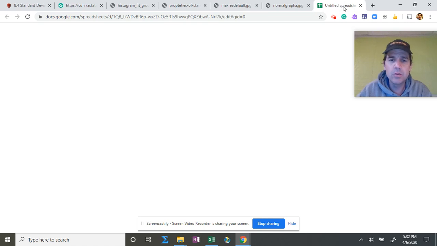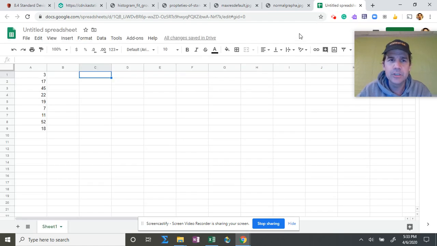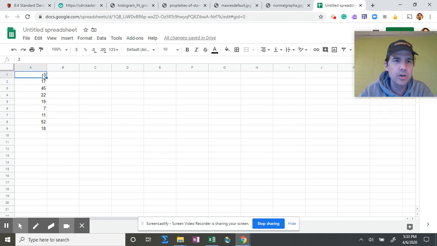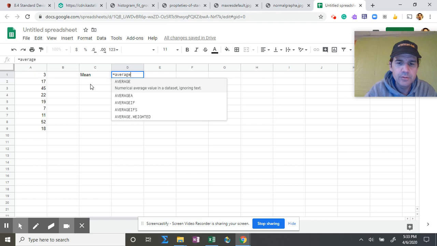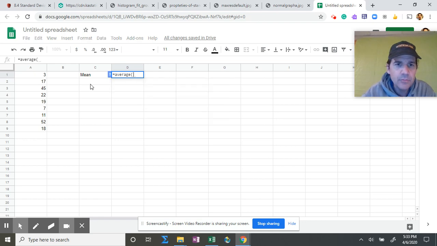So what I did was I created a spreadsheet here. I just threw in some numbers. We're going to do some actual example problems in a second. But here's a bunch of numbers, 9 different values here. They're not even in order. If you want to find the mean, which is also called the average, you just type in equals average. Gotta spell it right. And you just click on column A and hit enter, and there's your average.